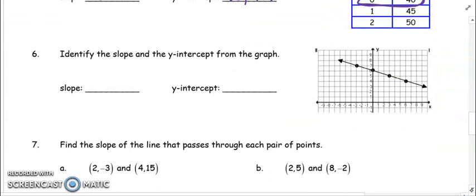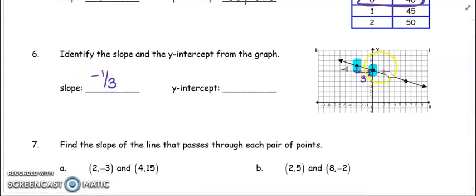All right, look at number 6. Now we're looking at a graph, and I want to identify the slope. I see that the line is going down, which means I know that the slope is going to be negative. So I can choose 2 points. I'm going to choose this first one and this second one, and I'm going to see that I have to count down 1 and over 3, which means that my slope is going to be -1/3.